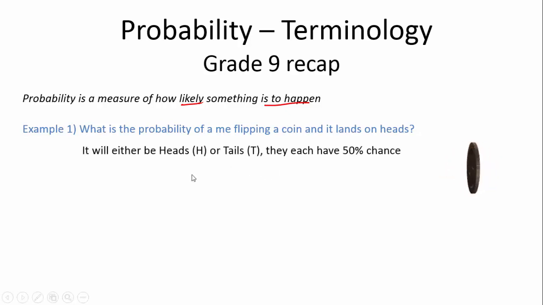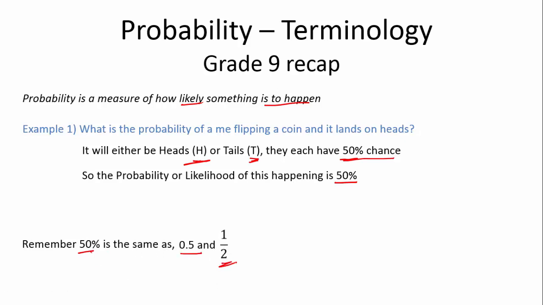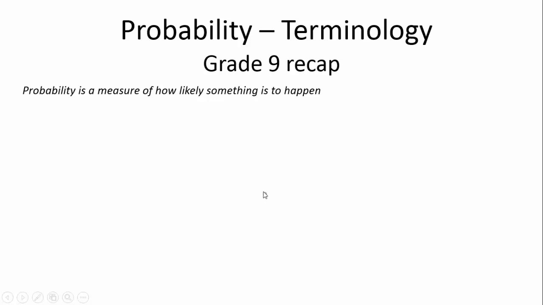You can quite imagine it will either be heads or tails. They each have a 50% chance of landing on heads. So the probability or likelihood of this happening is 50%. Right? That makes sense. Now don't forget that 50% is the same as 0.5 and 1/2. That is all the same as 50%.